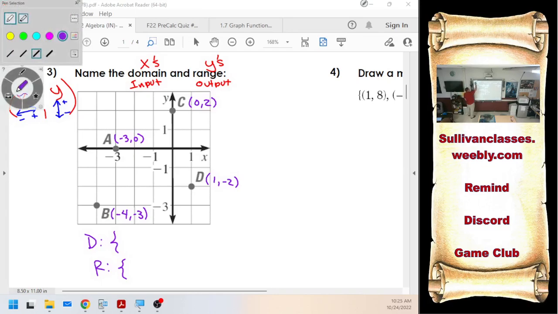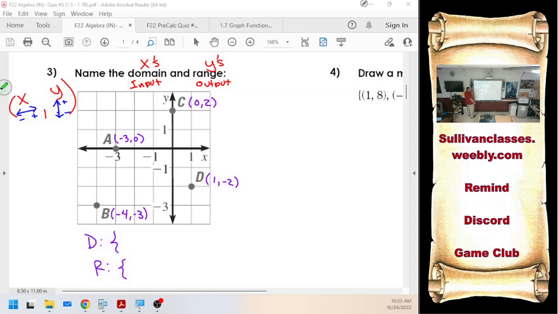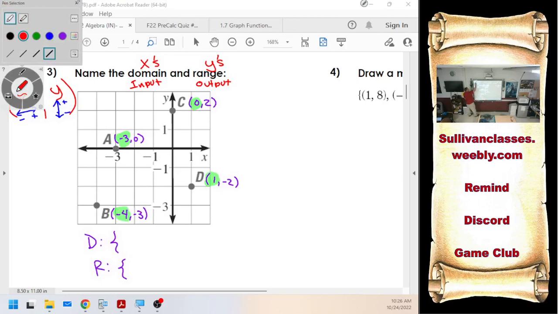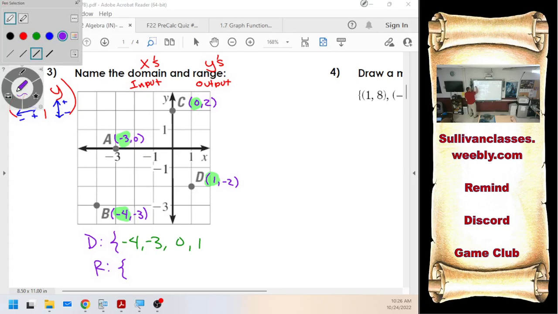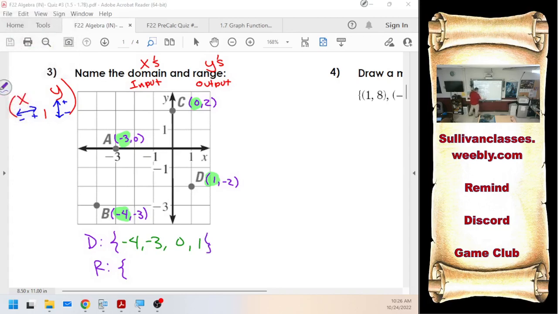And then, for my domain, well, we said domain is x's. So I'm going to look at all the x's. I'm going to list them out. Negative 4, negative 3, 0, 1. I close my little squiggle bracket. If you are not an artist, don't worry about that squiggle bracket. As long as it's kind of squiggly and doesn't look like a 3, we're good.